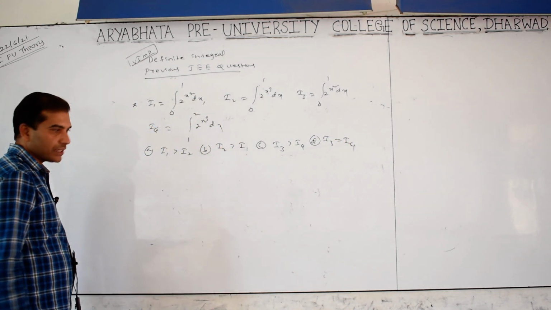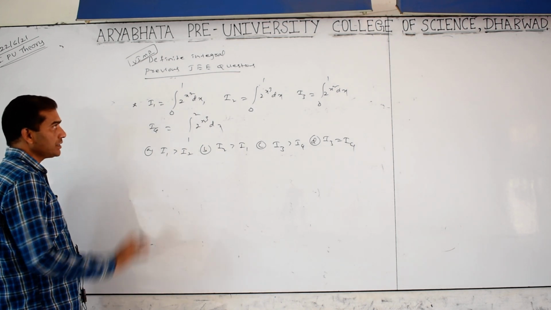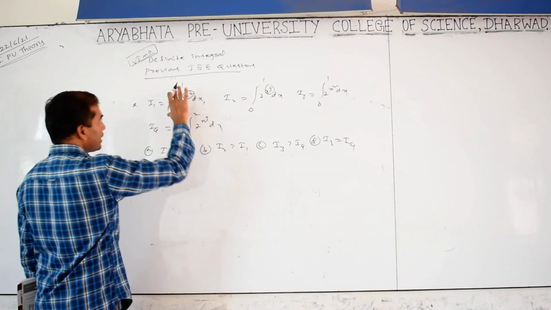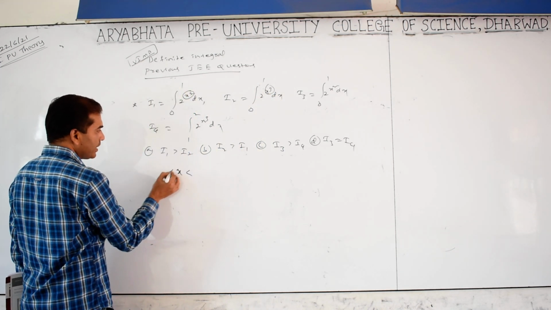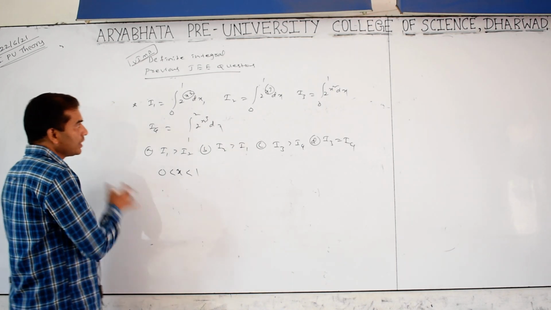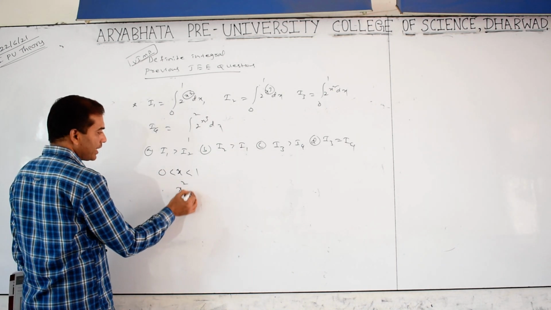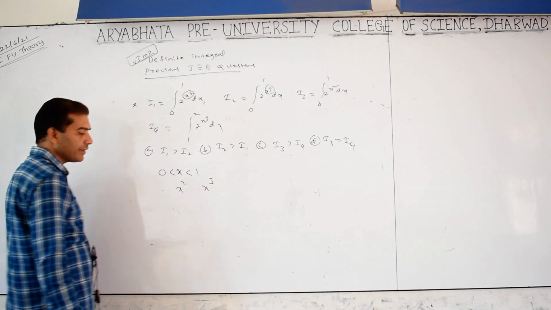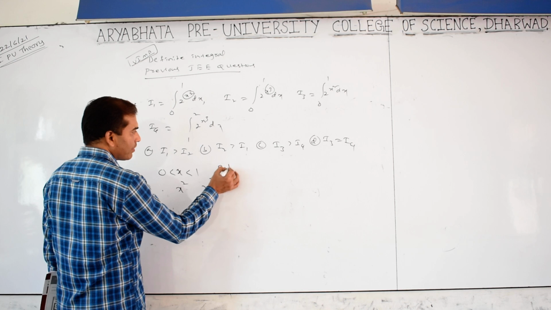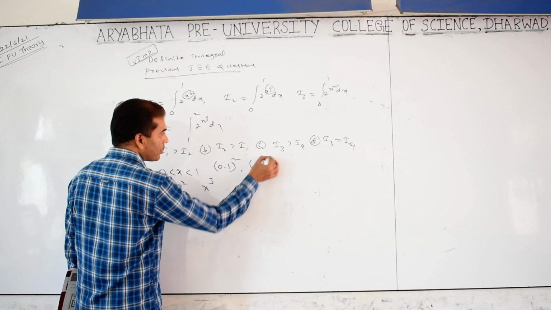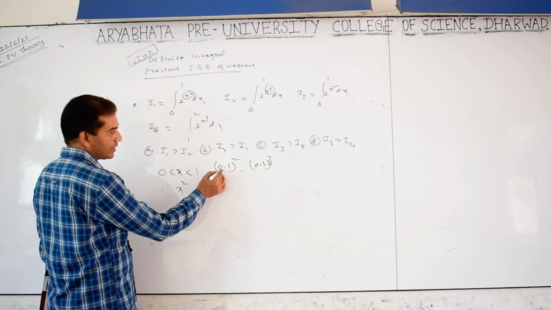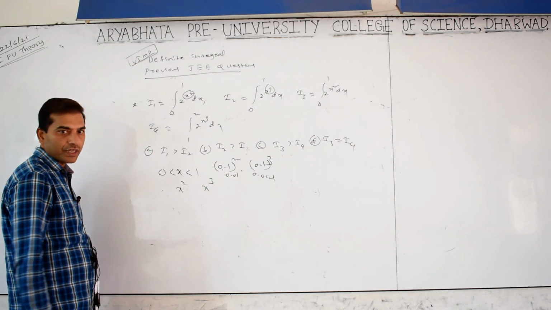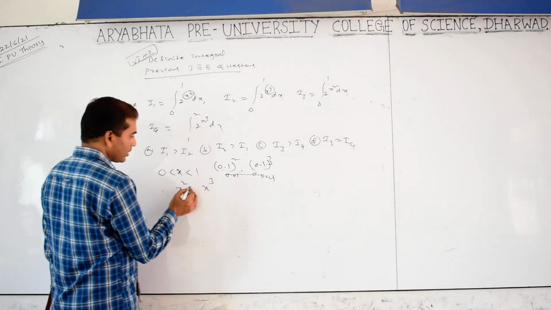If this type of inequality comes, don't find the integration, just observe the values. Here x square, here x cube. The interval is 0 to 1, so x lies between 0 and 1. What is the difference between x square and x cube? Which is bigger? Take one number, 0.1 whole square and 0.1 whole cube. Which is bigger? This one, because it is 0.01 and here 0.001. So this is bigger than this.